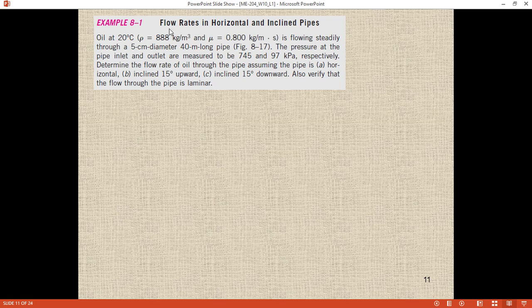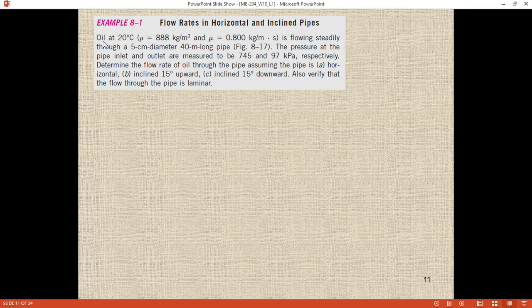In both cases we are going to deal with the pipe horizontal and the pipe inclined at the same time. So how is it? Oil at 20 degrees centigrade, the density and viscosity of the oil are given. If they are not given, and the type of the fluid is given, we can determine these properties by using the properties table. Just keep in mind.